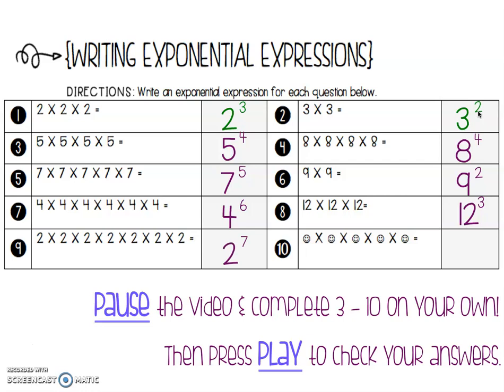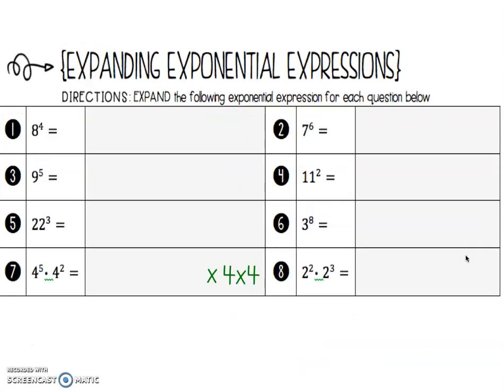And then number 10 was just to kind of challenge you a little bit. On number 10, our base is going to be just a smiley face. Our base is going to stay the same, and we're multiplying that smiley face by itself 1, 2, 3, 4, 5 times, so it should be our smiley face to the 5th power. In this unit, we're going to start using variables, and that means it's a symbol, so just a little fun symbol there. All right, now let's move on to expanding exponential expressions.